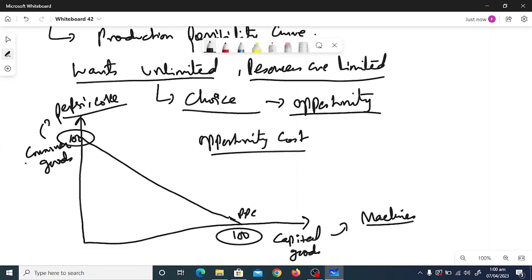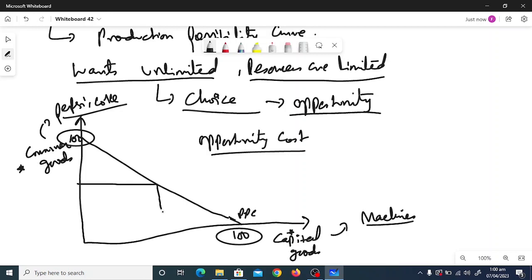But if we talk about the second scenario, which is going for consumer goods fully, that is 100 units of consumer goods. That means you would have a lot of things to consume today, but if you don't have machinery, you could not make anything in the future time period. So either choosing this or choosing this, there's a problem with that. So what we need to do is go for a combination. So let's go for a combination.